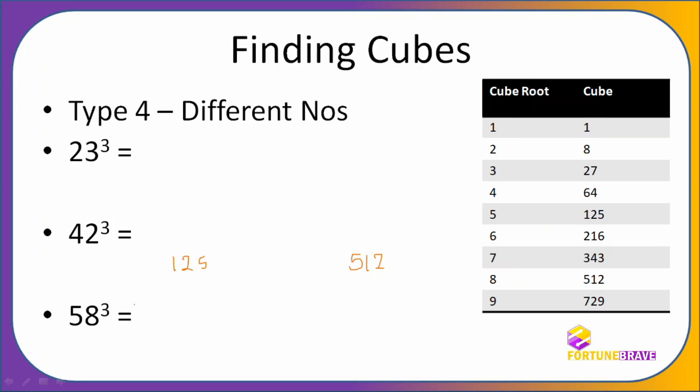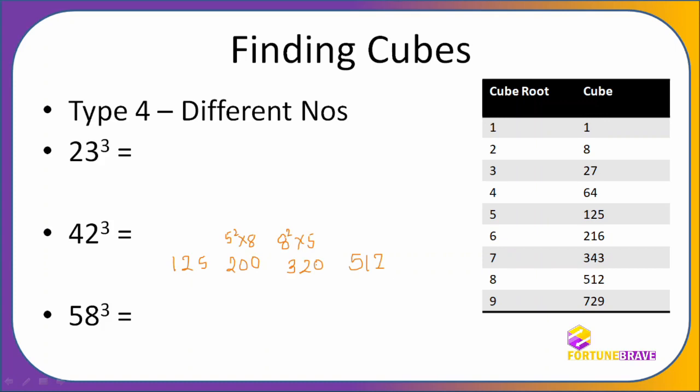So next will be 5 square into 8. So 25 into 8. 25 into 8 is how much? 200. Then 8 square into 5. 8 square is how much? 64 into 5 is how much? 320.